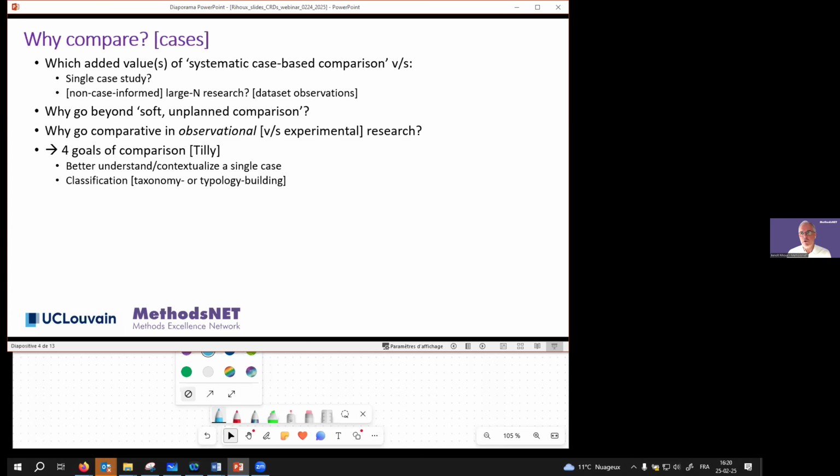A second important goal of comparison, which is sometimes overlooked and underexploited, is to use empirical comparison to produce a taxonomy or a typology of some sort. Bottom line, classification. In my main course in Vienna, I unpack the concrete operations and the key differences between taxonomy and typology. It's quite different, actually.